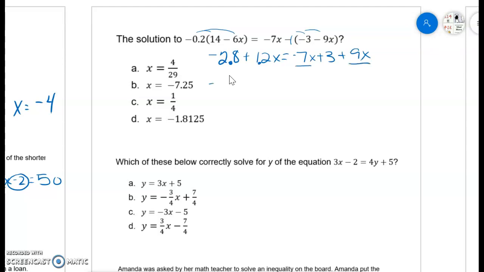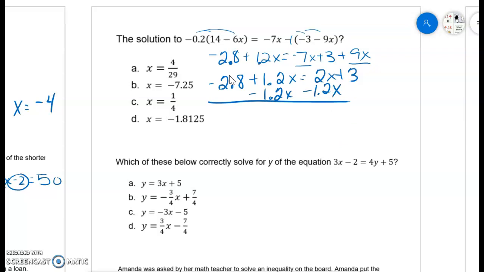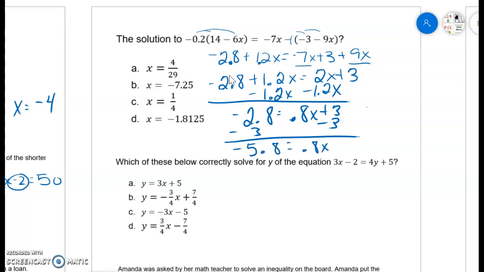We can collect like terms here. So negative 2.8 plus 1.2x is equal to 2x plus 3. I'm going to go ahead and move my 1.2x over. So we have a negative 2.8 is equal to 0.8x plus 3 and minus the 3. So now I have negative 5.8 equals 0.8x. So I need to divide by 0.8.